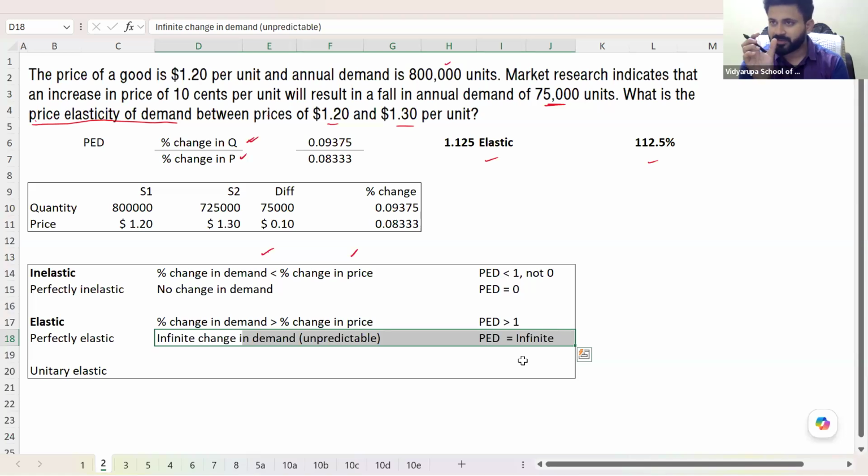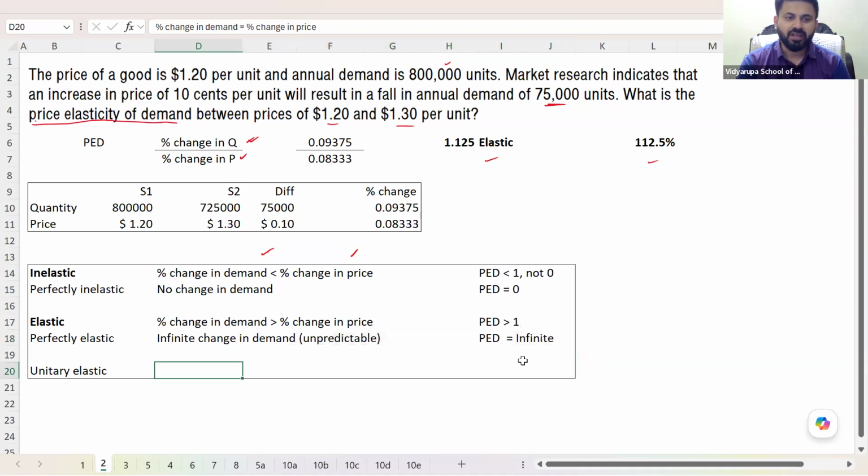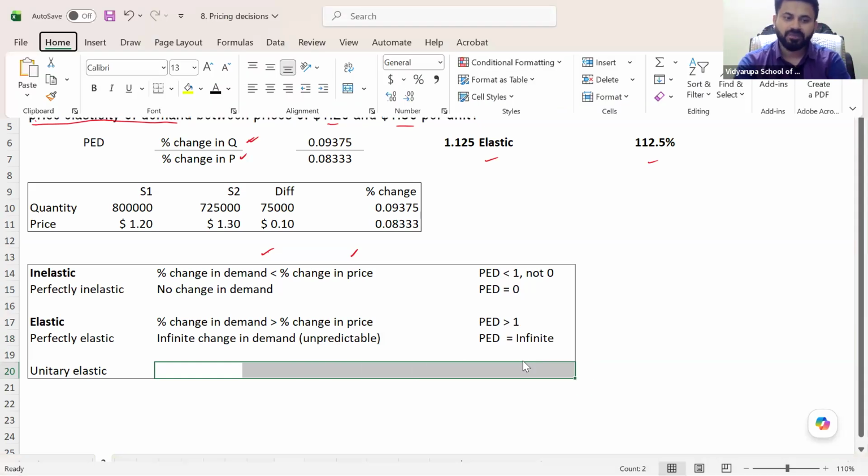So you change the price slightly, and you cannot clearly say how much demand will change. It's unquantifiable. We know it will change, but it's going to be unmeasurable. Then a very rare situation is where the percentage change in demand, the numerator, and the percentage change in price, the denominator, are equal. That situation, very rare, we'll call unitary elastic.